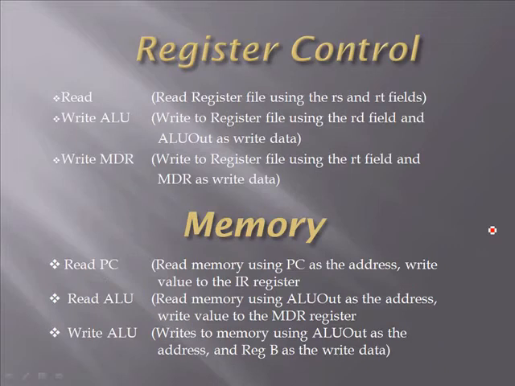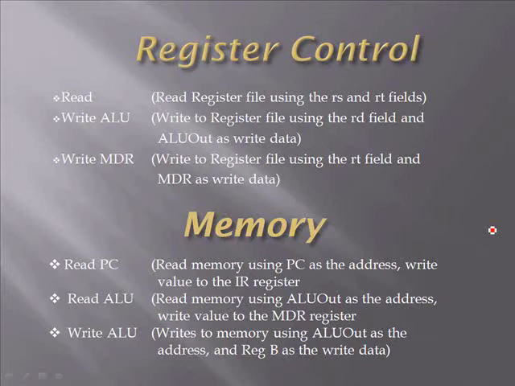For register control, we have the value read, which we do for fetching RF and RT. We do this during the decode cycle. There's write ALU, which writes the output of the ALU to the register file. Our instructions would use this at some point. And then there's write MDR, which writes the output of the data memory to the register file. Obviously, load word would use this.